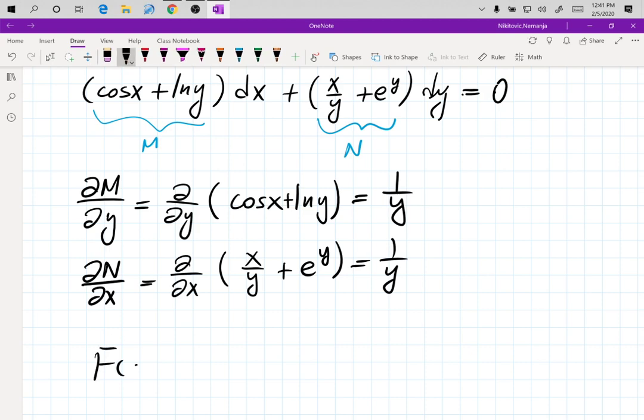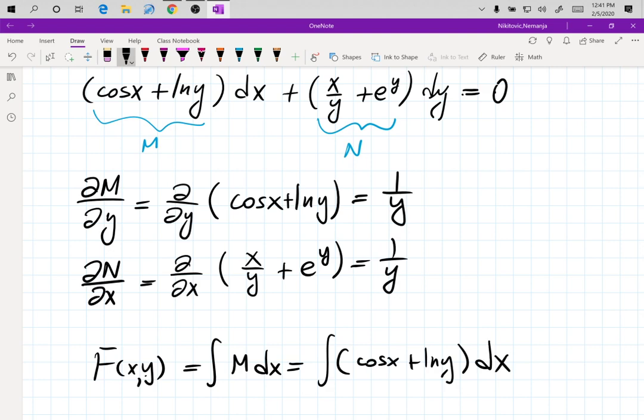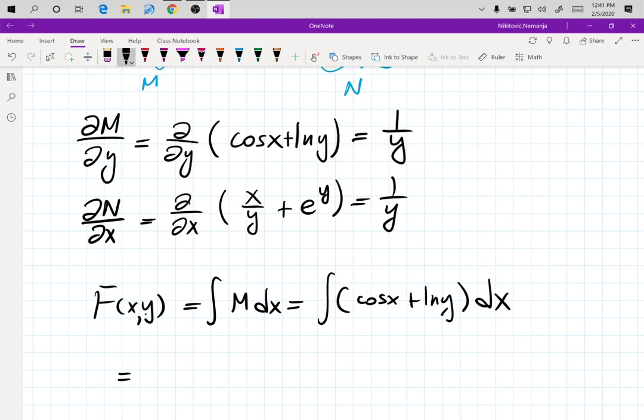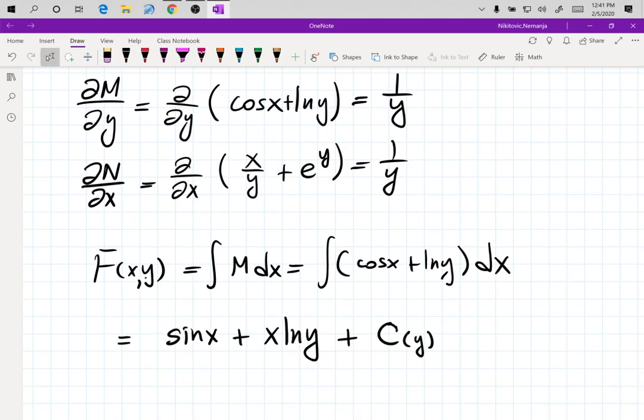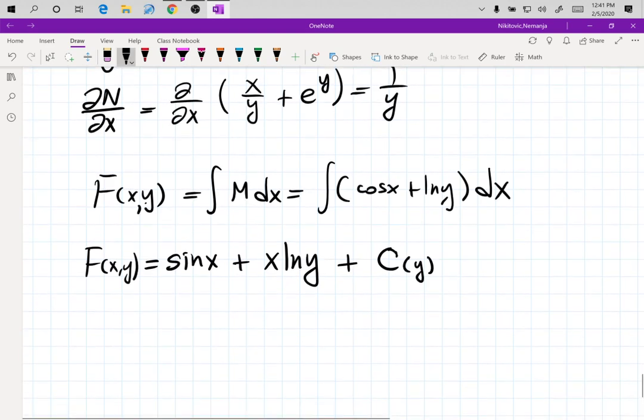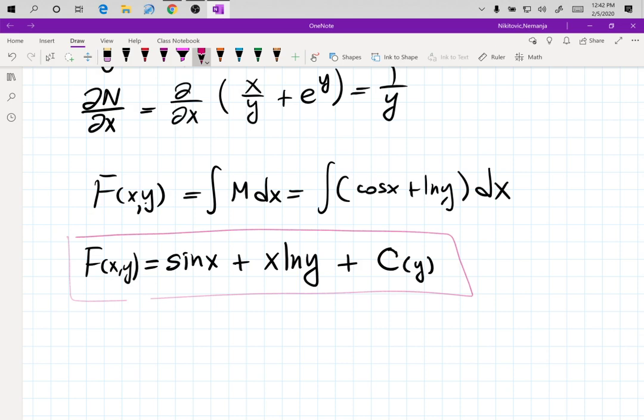So we start with the integral of m. F of x, y, which is our solution, is the integral of m dx. That's the integral of cosine x plus ln y dx. When I integrate, the integral of cosine is sine x plus x ln y. Beautiful. Ln y is just a number when I'm integrating with respect to x. So I get x ln y plus c of y, because the function could be some kind of function of y. So this is my f of x, y. I'm going to lightly box this because this is a partial solution. It's not a solution, but it's almost a solution.